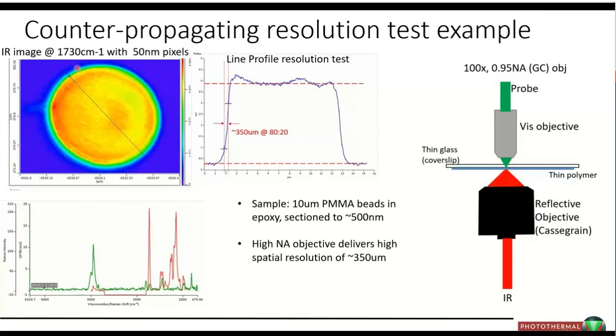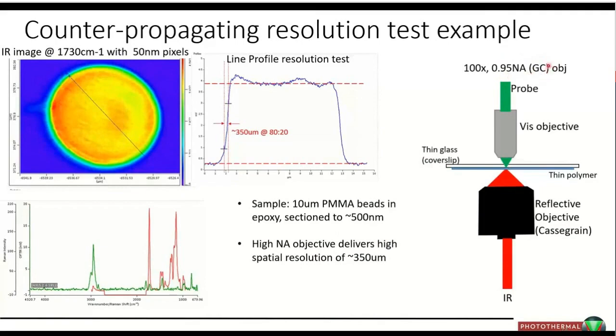True, we're going from one polymer, the epoxy, into PMMA, and looking at how sharp that interface is. In this case, taking the 80-20 rule, we're getting around 350 nanometers. That should read nanometers, that's my typo there. So that's about 350 nanometers of resolution, and that actually marries up pretty well with what we'd expect for a 0.95 NA objective.